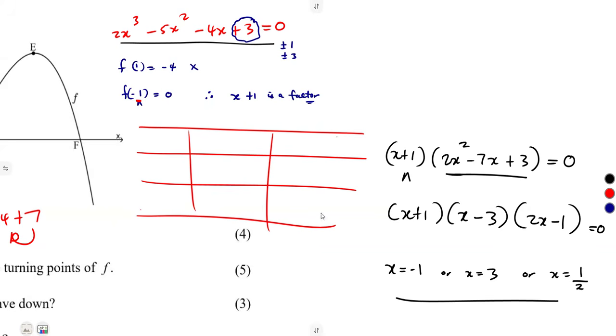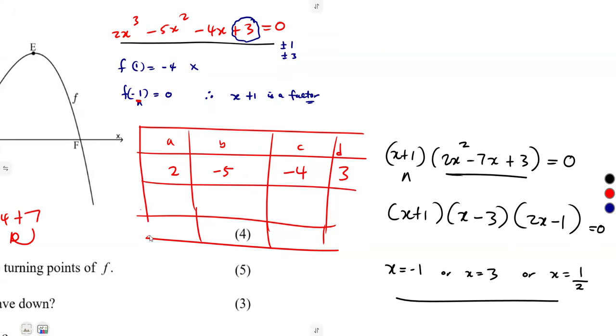You're just going to take the coefficients of this cubic, A, B, C, D like that. Our A, the coefficient of x cubed, is 2. Our B is negative 5. Our C is negative 4. Our D is 3. So the synthetic division now applies to the value of x which gave us a 0, not the factor. The factor is for the long division, but this one is applied on the value of x.